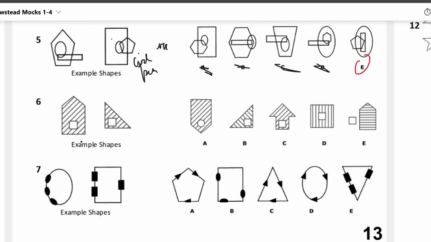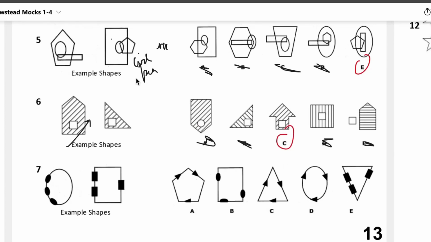Question 6, this hatching is always going to go from bottom left to bottom right, never the other way round. So we can cross out B, we can cross out D and E. We see that this square is always inside the shape, so we can cross out A because it's a square. Or this one's a circle, it's not a square, so therefore we have to have C as our answer.